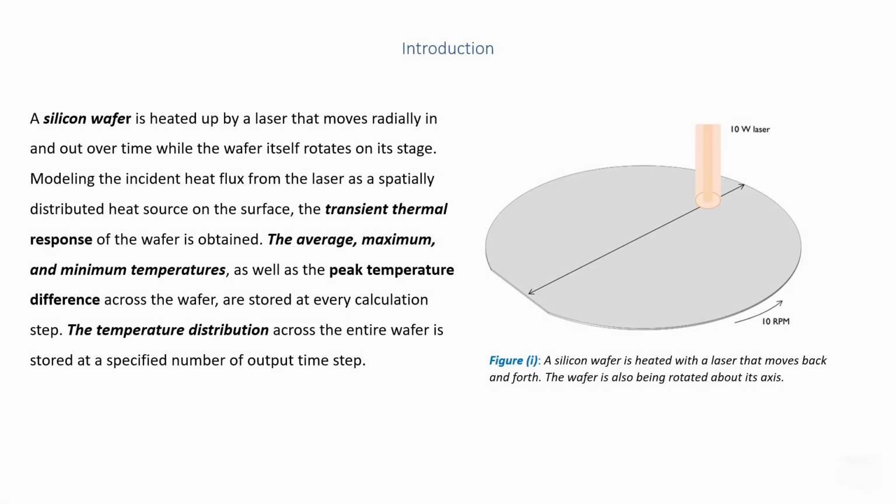Welcome again to Carpenter example, and here we have our silicon wafer with a laser that runs across the surface, and the laser runs back and forth while the silicon wafer rotates at 10 RPMs. And we need to find out the average, maximum and minimum temperatures. Also, we would like to know the peak temperature difference across the wafer.